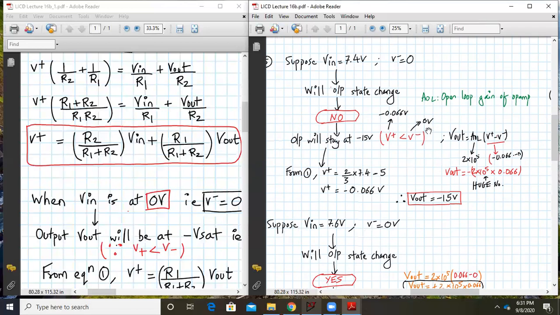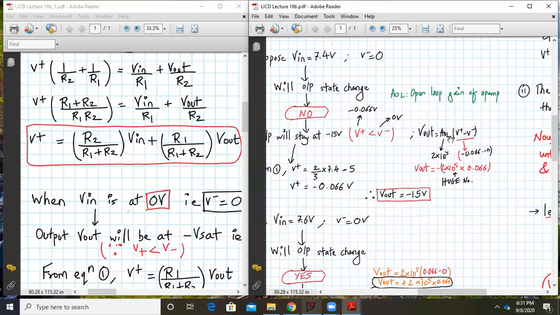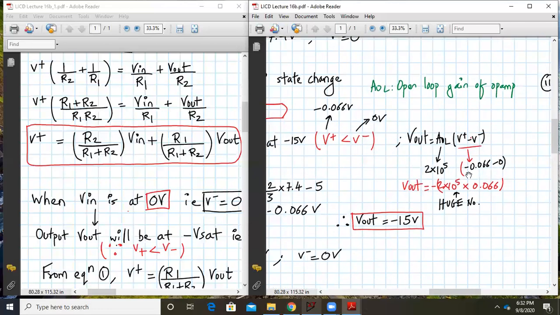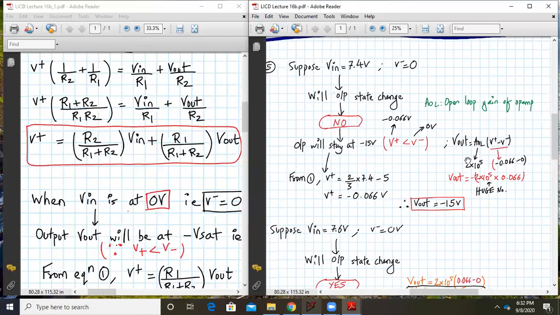Now our V minus is at 0 and V plus is at minus 0.066. What happens to the output? Well, output is given by V out is equal to AOL times V plus minus V minus. Here V minus is 0 and V plus is minus 0.066. It is multiplied with a very huge number, as you can see if I expand it. So this minus 0.066 is multiplied with 2 into 10 raised to 5. Immediately the output stays at minus 15 only. It's a huge number, so the output state won't change at all. AOL is the open loop gain of the op amp, for your information. So right now when V in is at 7.4, my V plus is very close to 0.